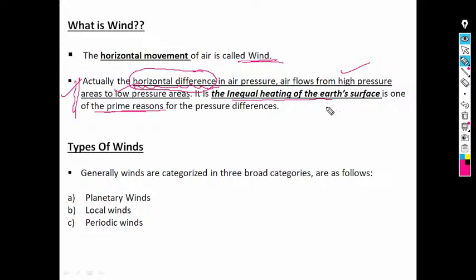Unequal heating of the earth's surface is the prime reason for the pressure differences.